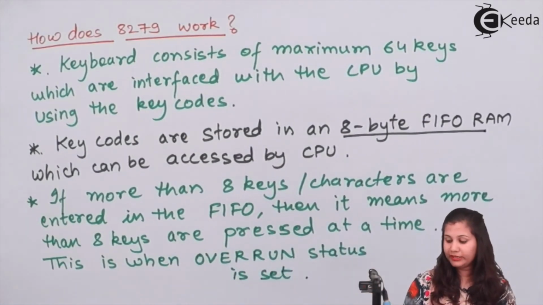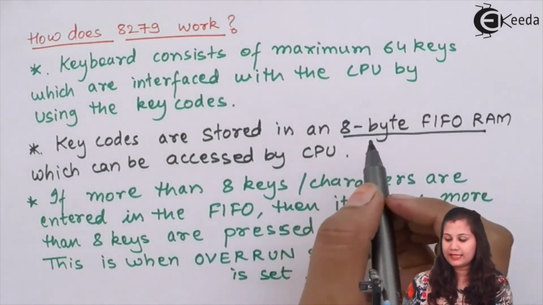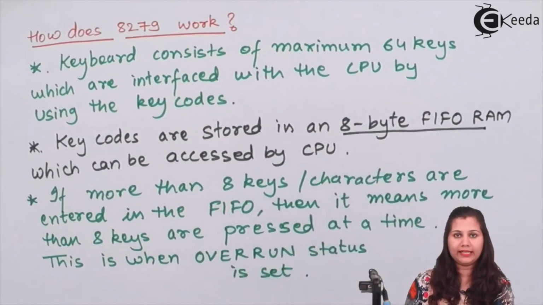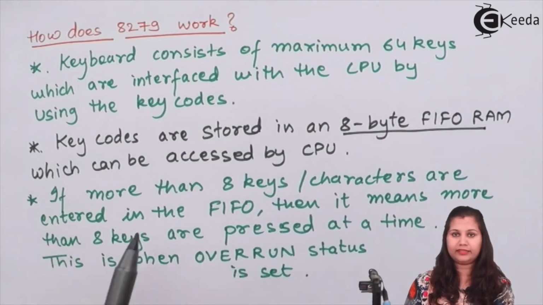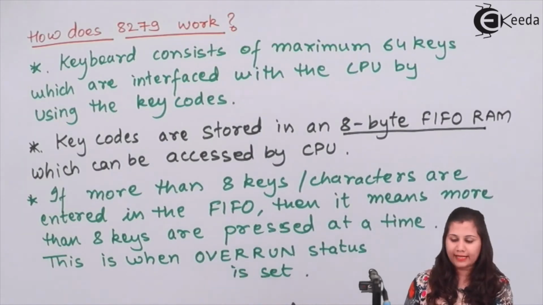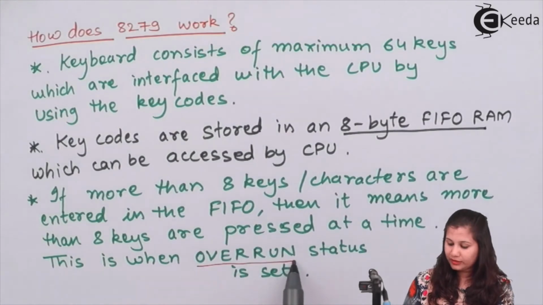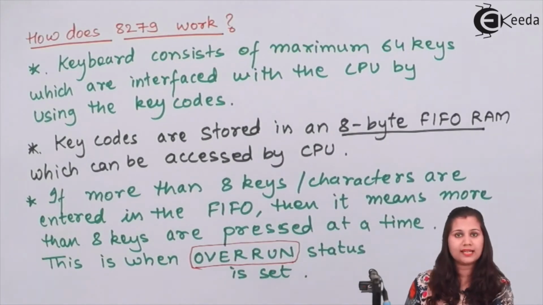So if more than 8 keys or 8 characters are entered in the FIFO, because this FIFO at a time can save only 8 bytes, meaning 8 characters, and if more than 8 characters are entered, it means that more than 8 keys are pressed at a time, and this is when the overrun status is set. So whenever 8 keys or more than 8 keys are pressed at a time, this overrun status is set.